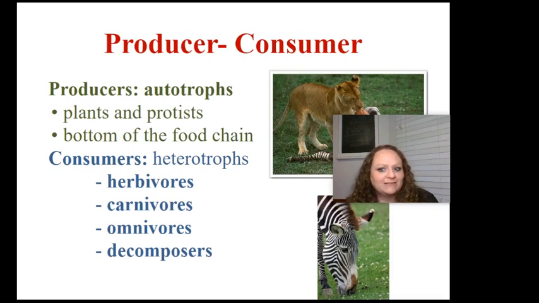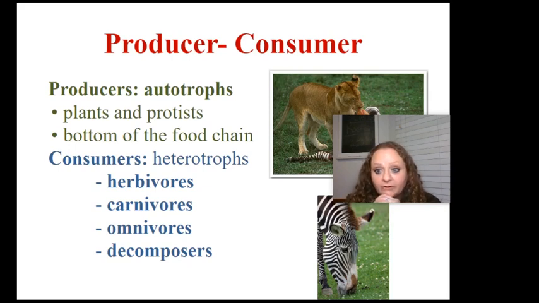This means they can actually take energy from the sun to help create their own food, or it could mean that they're going to be able to take chemicals, break them apart, and use that to create energy. These guys are going to be the bottom of the food chain. This is where energy actually enters into our ecosystems through the sun or through whatever method.